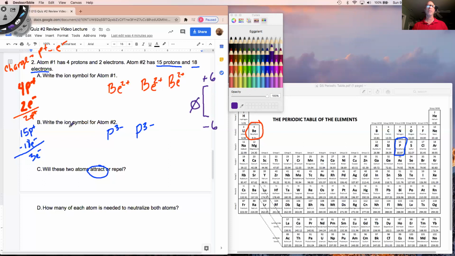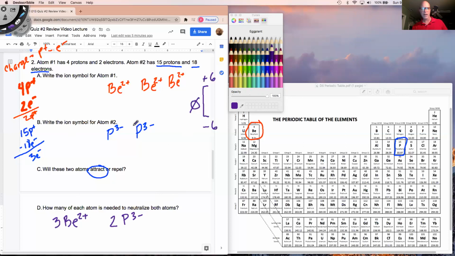So what would our answer be? Our answer would be, down here, you would say I need 3 Be 2 plus. If you forget to put the 2 plus, kids, I have to mark you wrong. Sorry. You have to put that because you don't need 3 Be's. You need 3 Be with a 2 plus charge. And then you would need 2 P 3 minuses. And that's it. You have the first 4 questions.